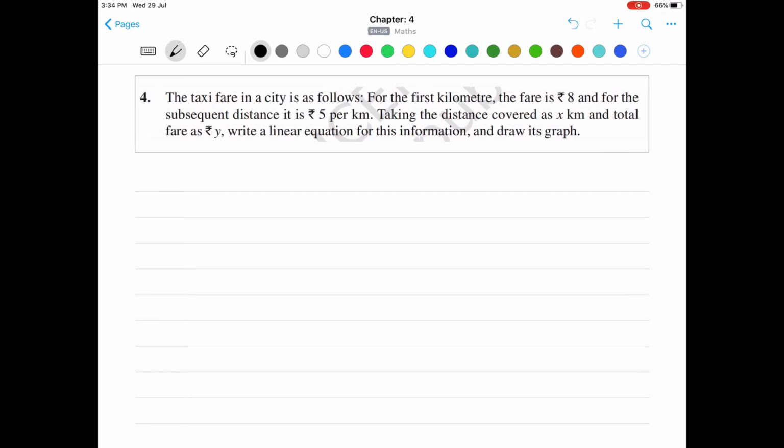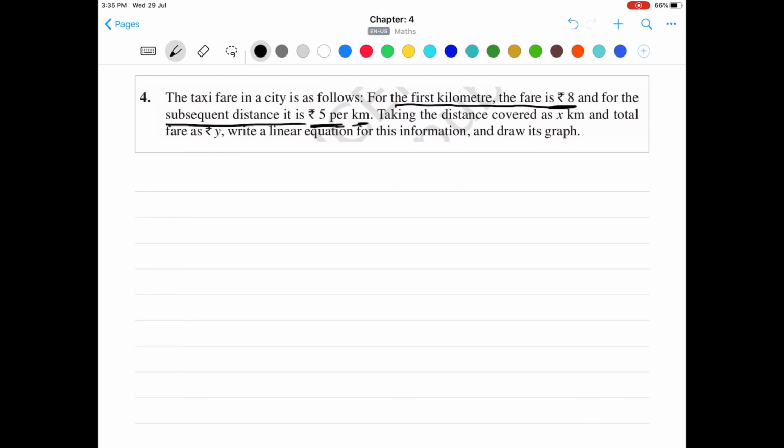It says a taxi fare in a city is as follows. So we are given here the taxi fare in a city. For the first kilometer the fare is 8 rupees, and for the subsequent distance it is 5 rupees per kilometer. That means for the first kilometer the fare is fixed, which is 8 rupees, and for the subsequent distance traveled after this first kilometer, it is 5 rupees per kilometer. Taking the distance covered as x and the total fare as y, write the linear equation for this information and draw the graph.